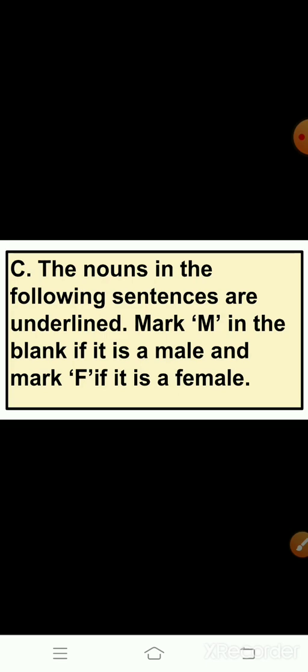Okay, let us read out the first sentence. My uncle is a doctor. Now, what is the word that is underlined here? Uncle. So, uncle is a male or a female? Tell me, children, male or a female?